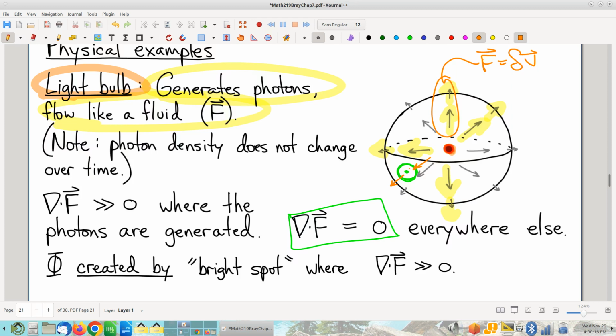Yeah. So somewhere in between where photons are created and the surface of the bulb. Does flux ever become negative? Not in this case. No, that's right. That's just not how photons work. In this scenario, as I have it set up, photons get created and then they fly off and just travel at the speed of light arbitrarily.